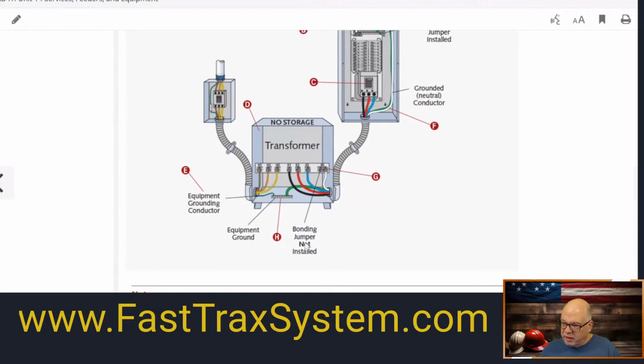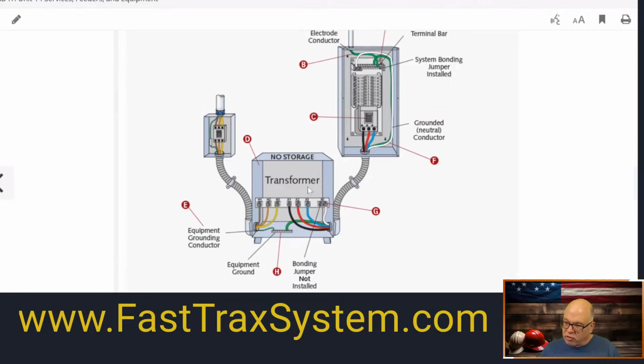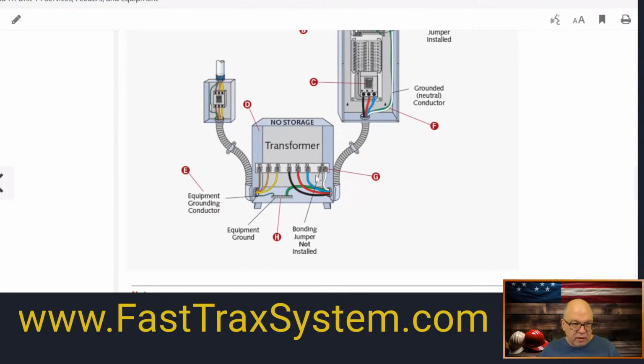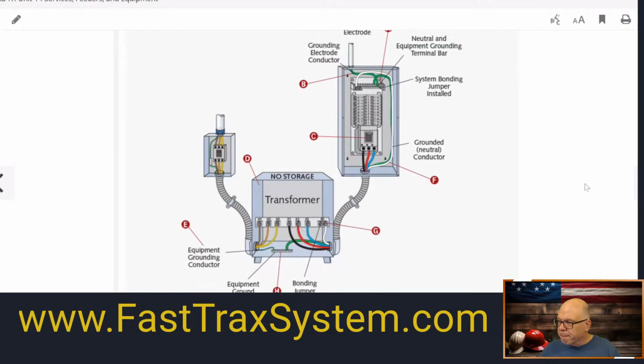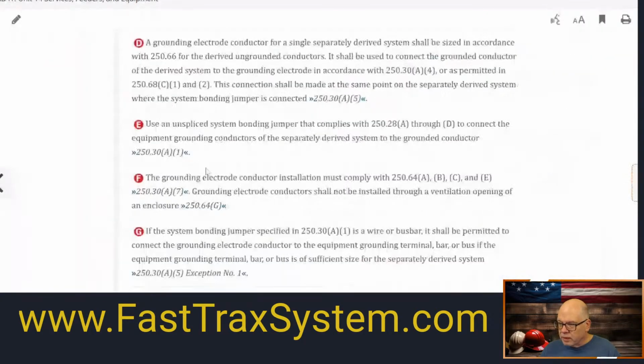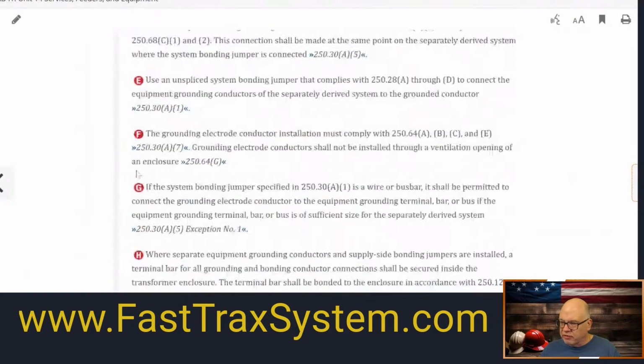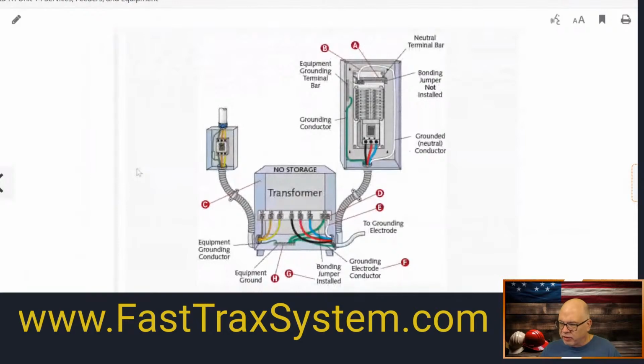So here you see the bonding jumper is not installed. So you have a choice to do it here, or you can do it here. And here you see there's a screw in here. So this is in here, okay, that type of thing. And we won't get into all of the grounding schemes. We'll do that on another episode.